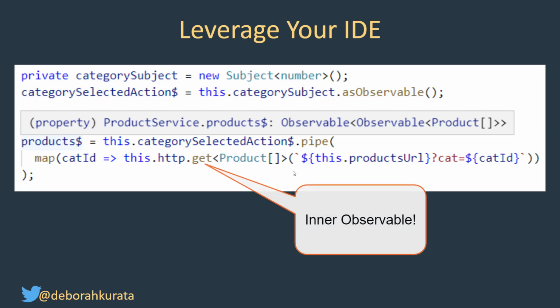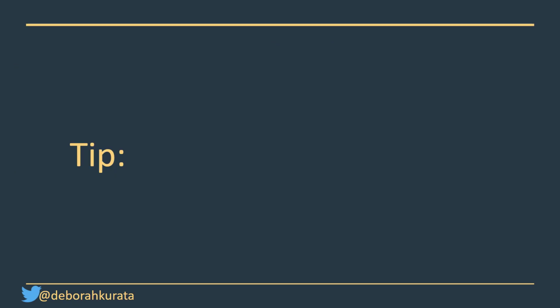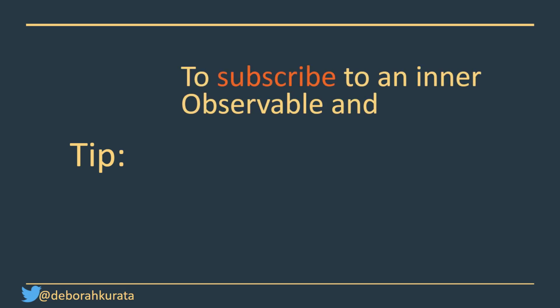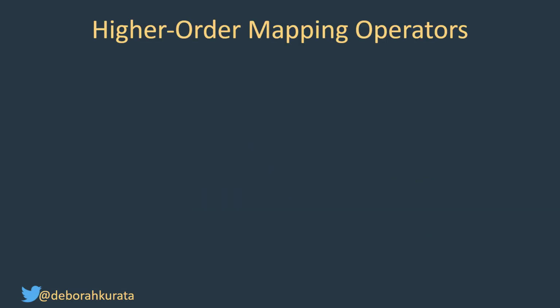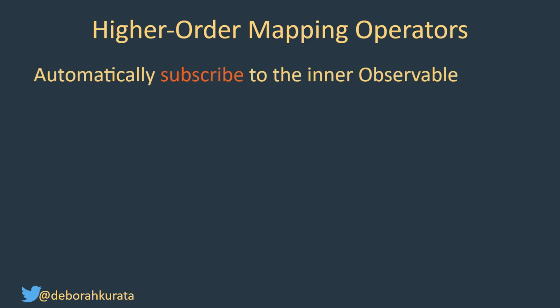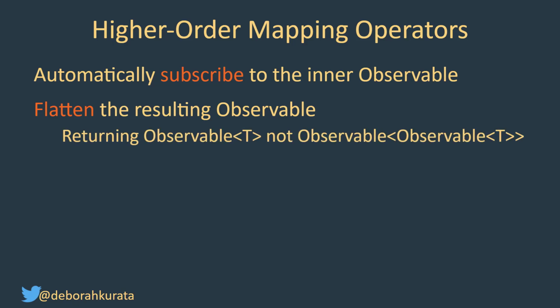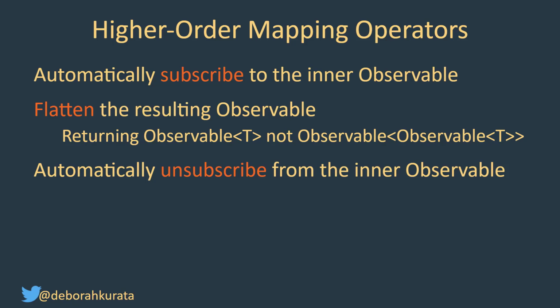And we also still have to deal with the fact that we've got that inner observable, which then leads us to our next tip. To subscribe to an inner observable and flatten the result, we want to use a higher order mapping operator, also called a flattening operator. These higher order mapping operators automatically subscribe to the inner observable. They then flatten the resulting observable, so you'll get observable of your type, not observable of observable of your type, which would not be what you wanted. And it automatically unsubscribes from the inner observable, so you don't have to worry about that inner observable at all.